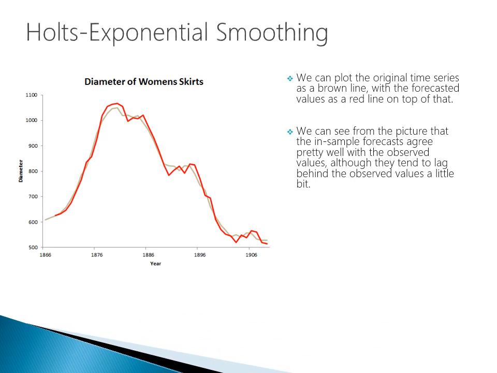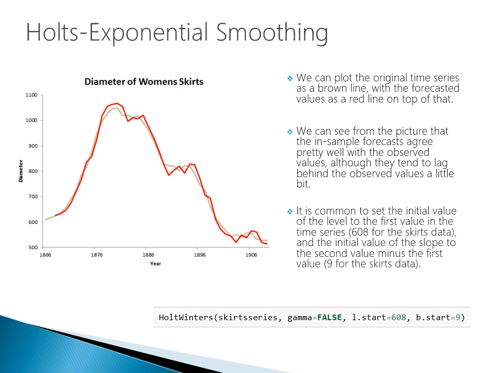We can plot the original time series as a brown line with the forecasted values as a red line on top of it. We can see from the picture that the in-sample forecasts agree pretty well with the observed values, although they tend to lag behind the observed values just a little bit. So by looking at our graph in this example, we find that this exponential smoothing method works rather well.